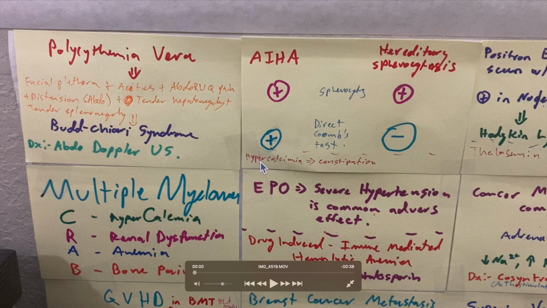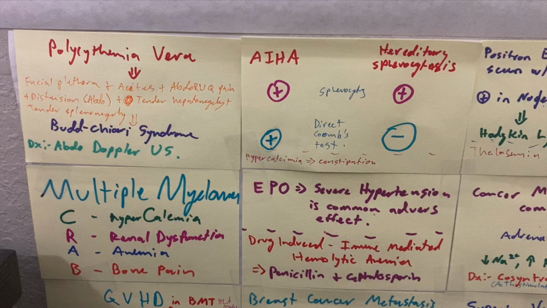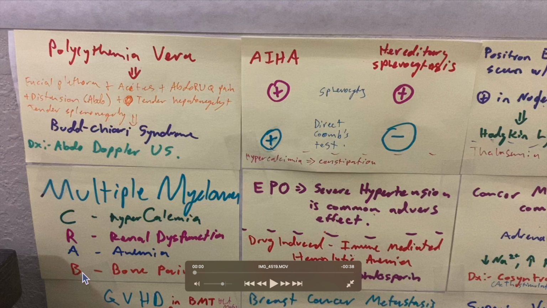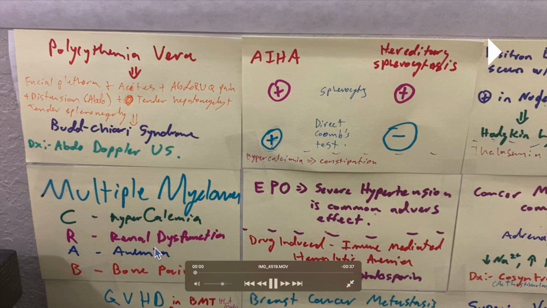There's a different note that hypercalcemia leads to constipation. All right, just remember that. Hypercalcemia leads to constipation. Multiple myeloma, CRAB. So you see crab in there. That's hypercalcemia, renal dysfunction, anemia, and bone pain.